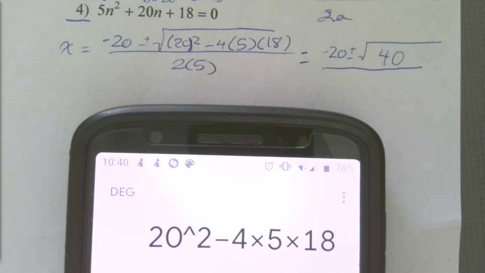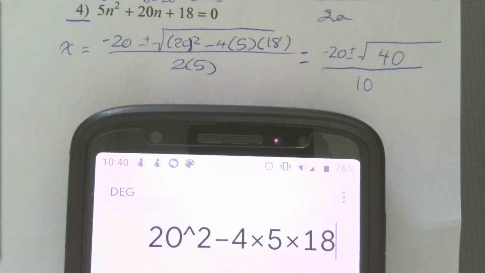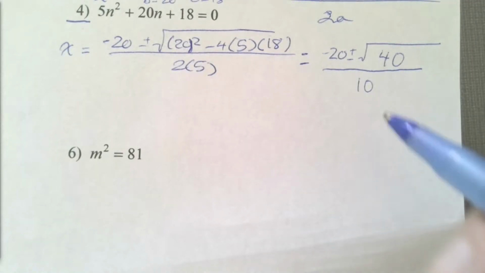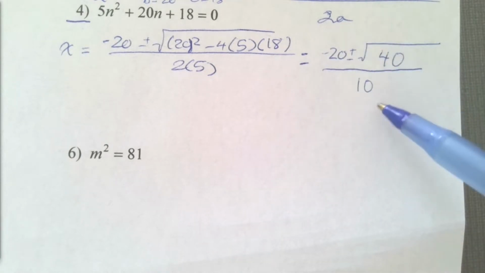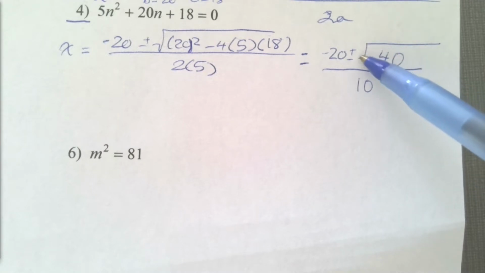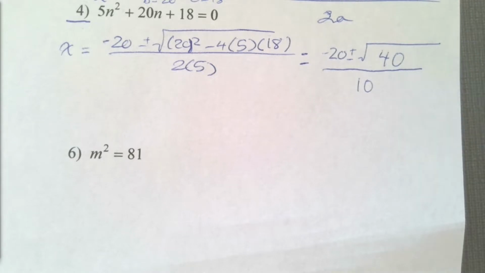What's 2 times 5? How do we break down that 40? I want to be able to pull something out. Can I cancel the 20 and the 10 right now? No. Why not? Because I can't take it out of this too. It has to be in front of the square root to be able to cancel something.